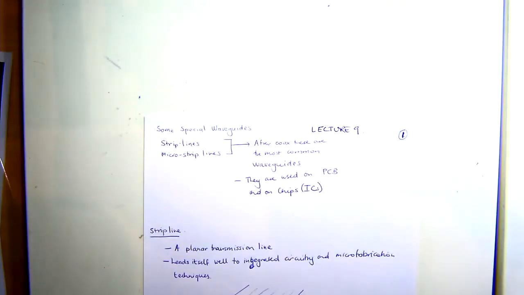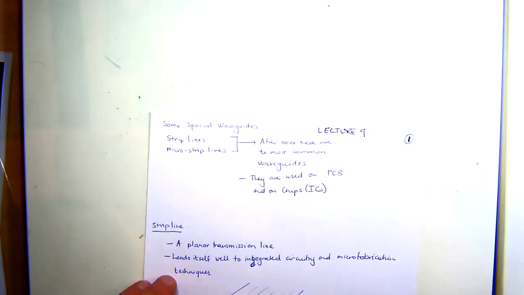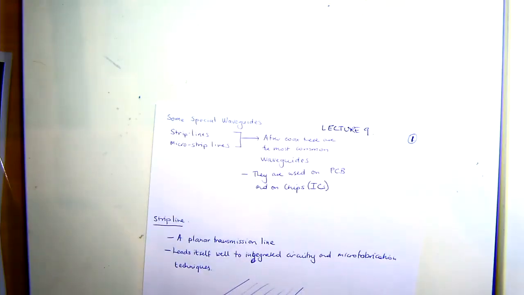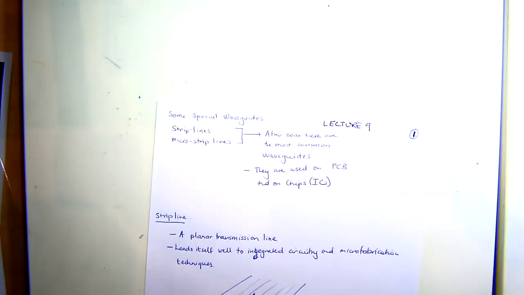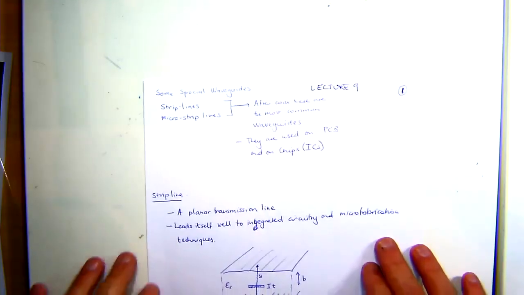Who's seen a strip line before? Okay, yep. Who's seen a microstrip before? Same people? All right. Coplanar waveguide? I'm not going to talk about them today, but it's essentially three lines where the center line is your signal line and the two lines on either side of it are your ground. But what we're going to do today is only talk about strip lines and microstrips.